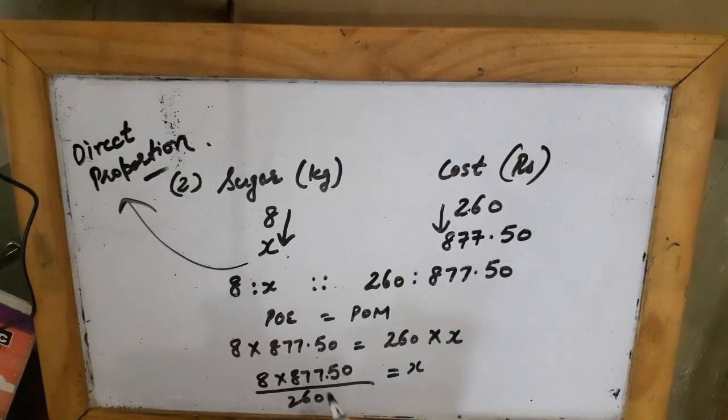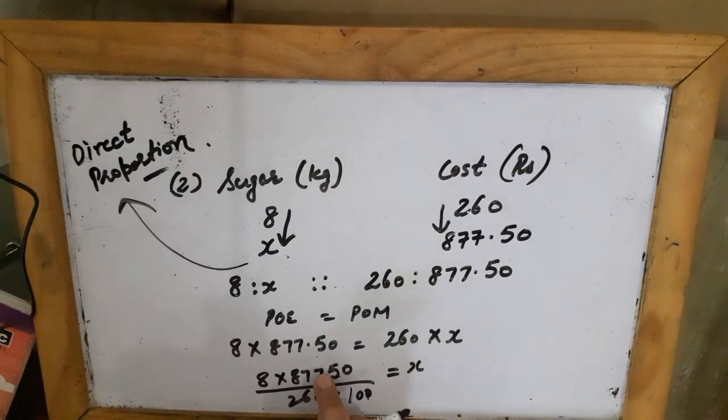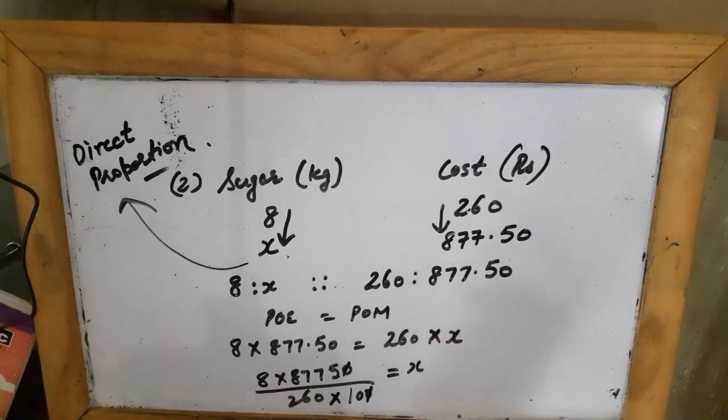How can I remove this decimal point in order to make my calculations easy? So what you can do is, as you have two decimal places, you can write 100. This 260 is already there, multiply by 100, and for this I have written 100, and the decimal point gets removed. Right, now you cancel this 0 and 0.